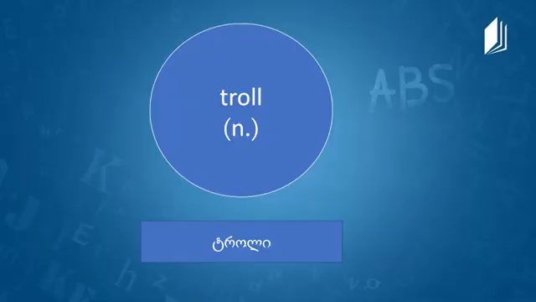And next, we have troll, which is a noun, and a troll is someone who insults and annoys other people on the internet just to be mean or annoying. And troll in Georgian sounds exactly the same like in English. Trolli, troll.